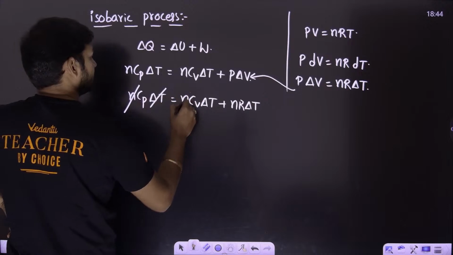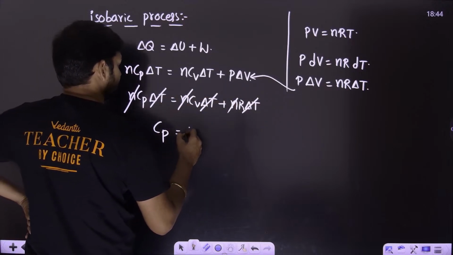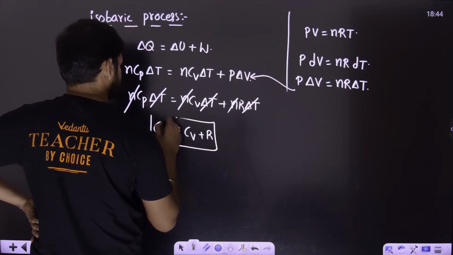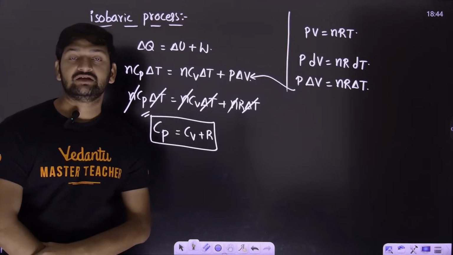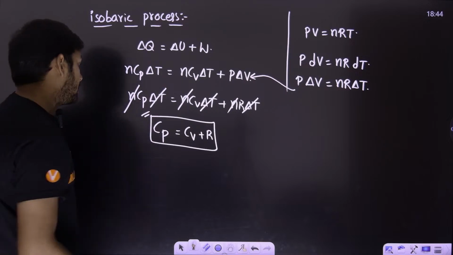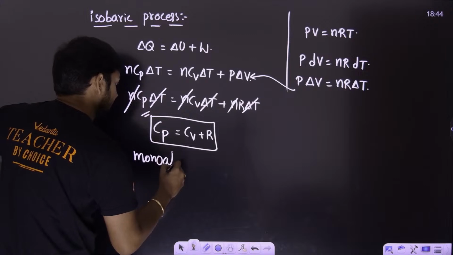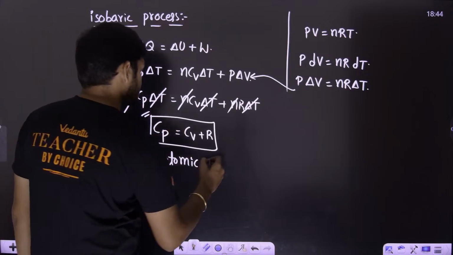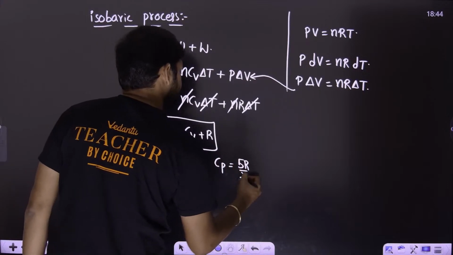n delta T. So what is the Cp? Cp is Cv plus R. Now for monoatomic, we already know the Cv. It's 3R by 2. So what will be the Cp? 3R by 2 plus R, which is going to be 5R by 2.